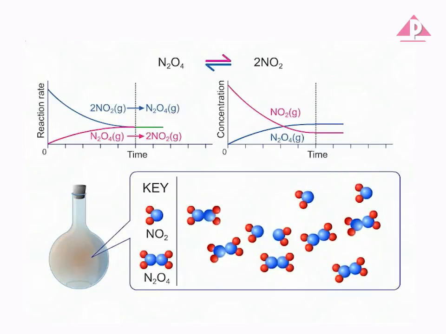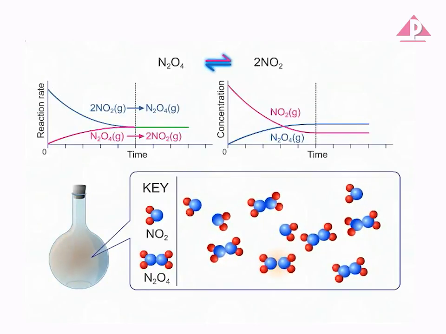The concentrations of reactants and products no longer change. They remain unchanged because the reactants and products are being consumed at the same rate as they are being formed. We should note that the equilibrium state can be reached from either direction of a reversible reaction.